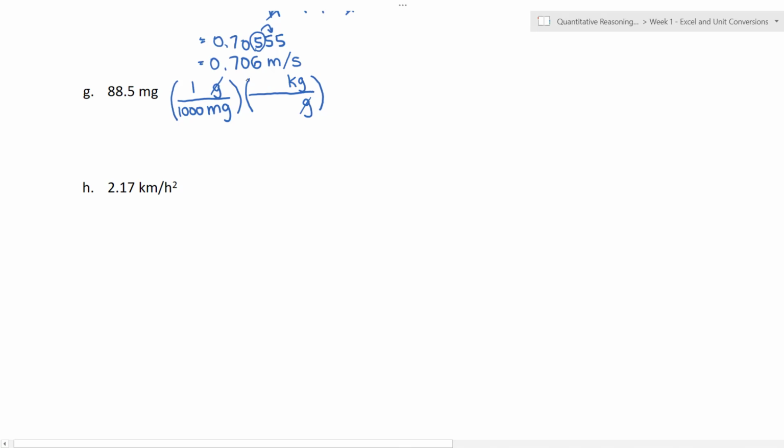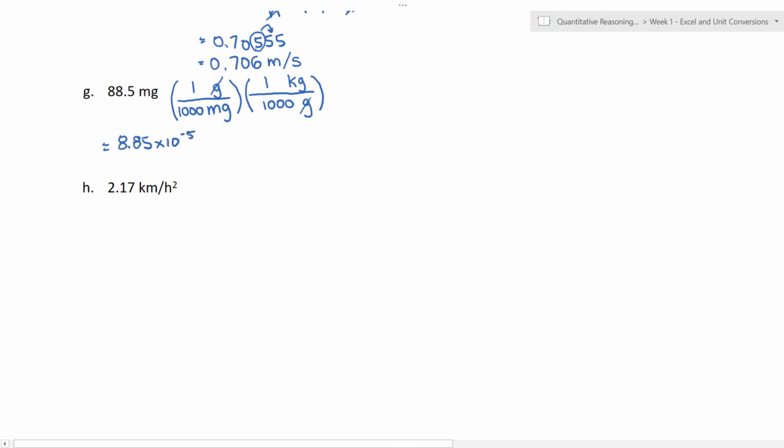Now I write the equivalency. 1 kilogram is the same as 1,000 grams. All right, so now all I need to do is divide 88.5. I don't need to multiply by ones because that doesn't do anything. Divided by 1,000 because it's in the denominator, and then divided by 1,000 again. And I'm left with, my calculator says, 8.85 times 10 to the negative 5.